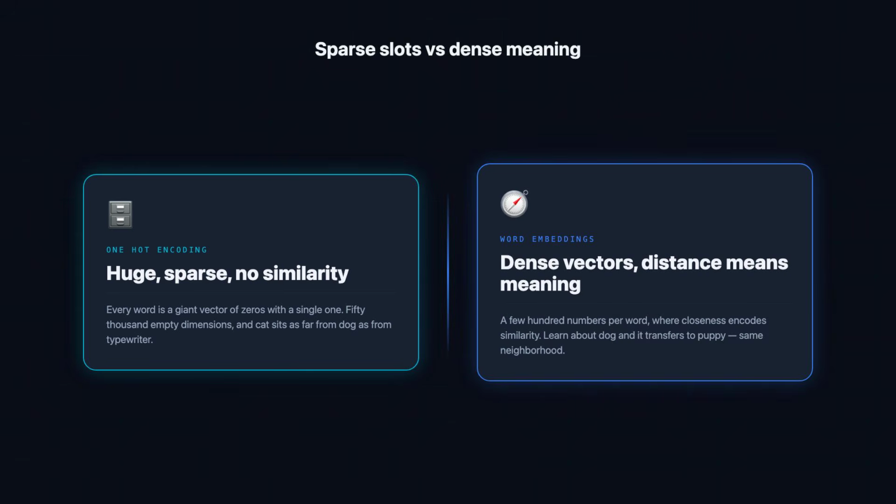Word embeddings flip all of that. Each word becomes a dense vector, just a few hundred numbers, and crucially the distances between them mean something. Words with similar meanings sit close together, so the space encodes relationships you can actually compute with. Learning something about dog now transfers to puppy, because they live in the same neighborhood.